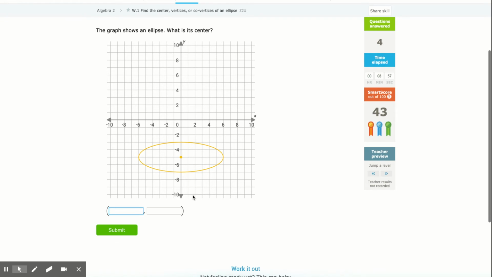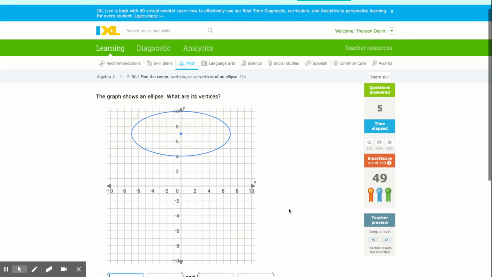What is the center? Well, that one's hopefully easy. It even marks it for you. The center is (0, -5). So hopefully centers will be a pretty obvious thing.